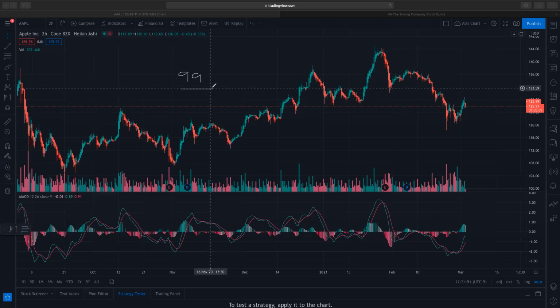The next thing would be gamma. So the cool thing about gamma, gamma tells us the rate of change of our delta.